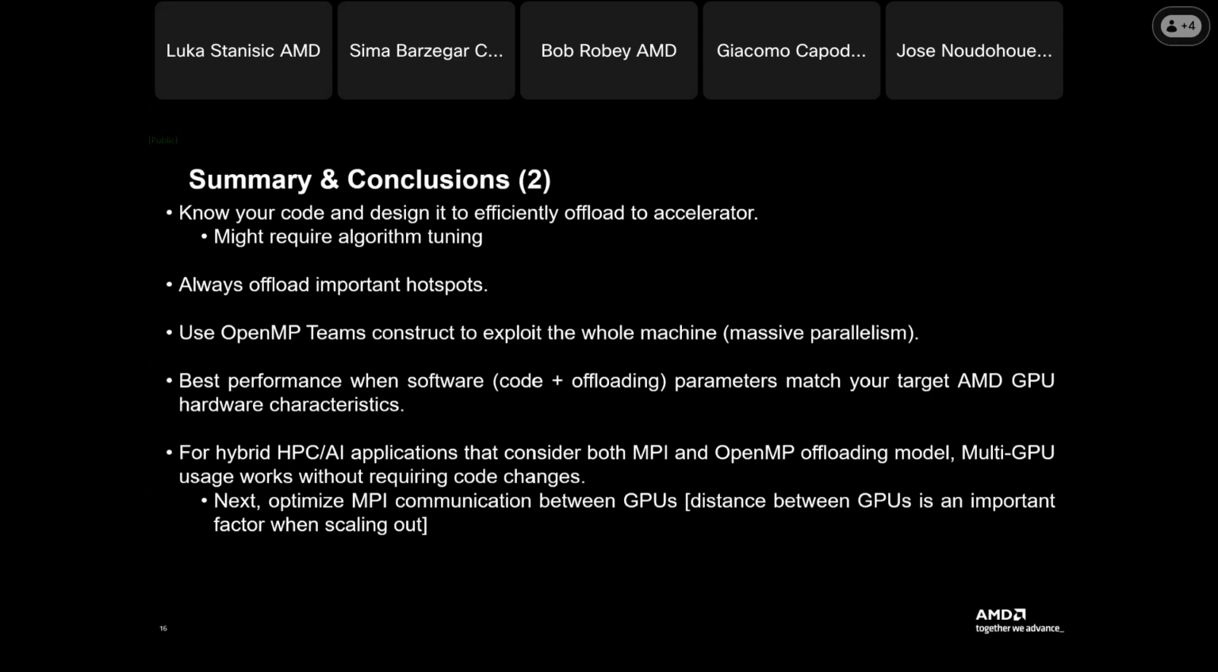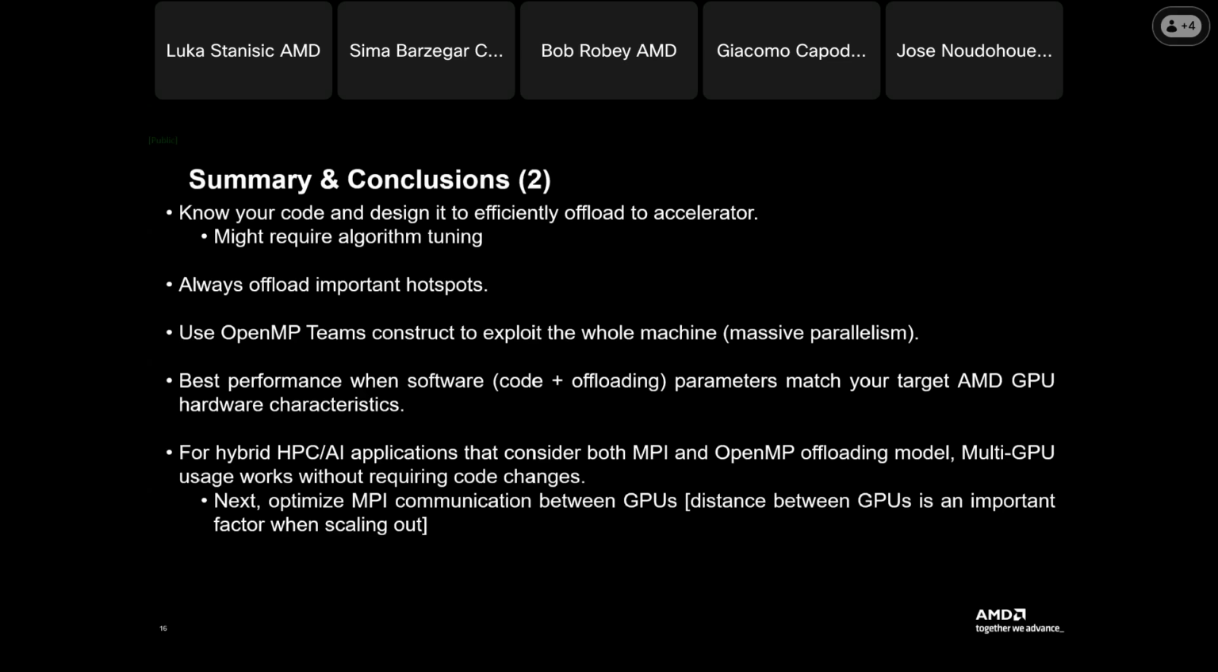And for hybrid HPC AI applications, it is important to go beyond single GPU profiling. You will need multiple GPUs within a single node, or multiple GPUs outside of a single node. This means scale up and scale out. And multi-GPU on an AMD system should work without requiring code changes.